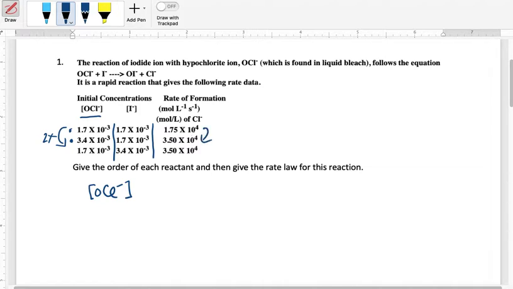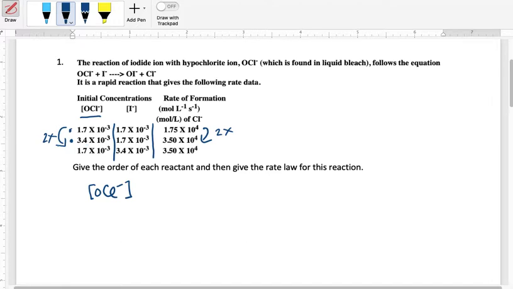Check the exponent again, 10 to the fourth, 10 to the fourth. So then we can just focus on the numbers. 1.75 and 3.5, again, that is double. You can check it in your calculator if you want to. 1.75 times 2 is 3.5. Okay, so now we figured out all we need from the table up here for OCl minus.